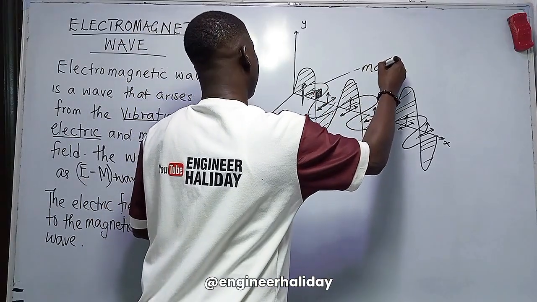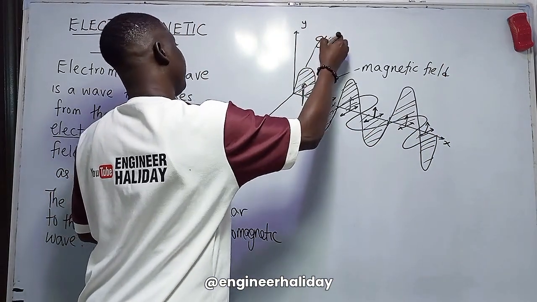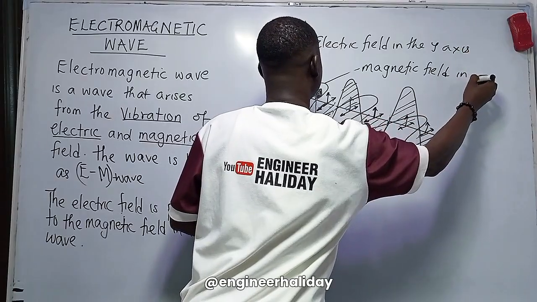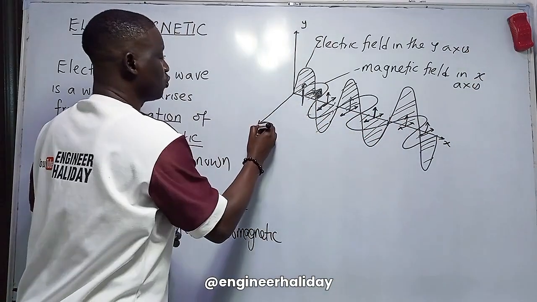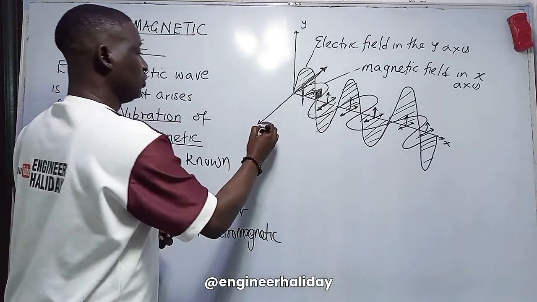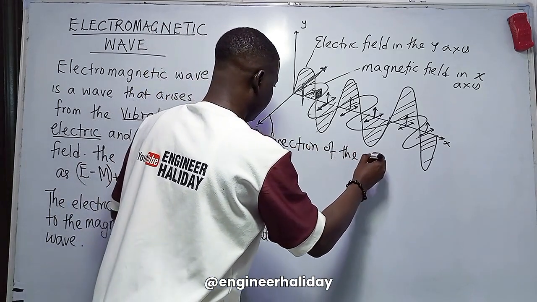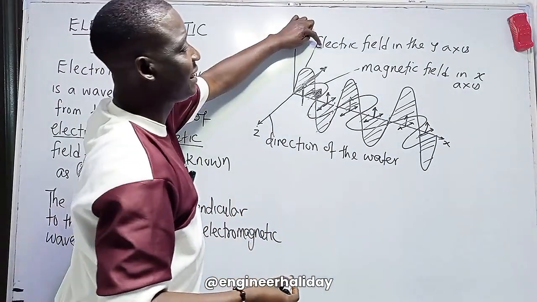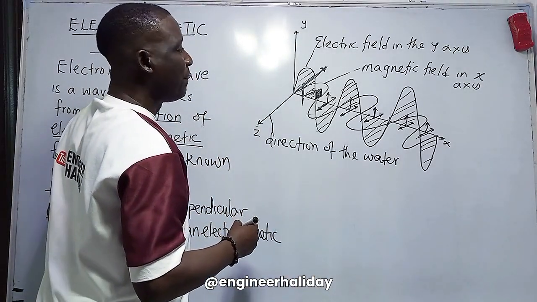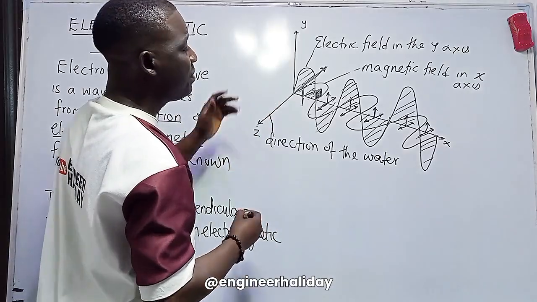This one is for the magnetic field, which acts in the X direction. This one is for the electric field, which acts in the Y direction, in the Y axis. Then we have this one here, which is the direction of the wave. So this indicates the direction of the wave. That means that the three of them, the magnetic field, the electric field, and the direction of the wave, are mutually perpendicular. Mutually perpendicular means they are at right angle to each other.